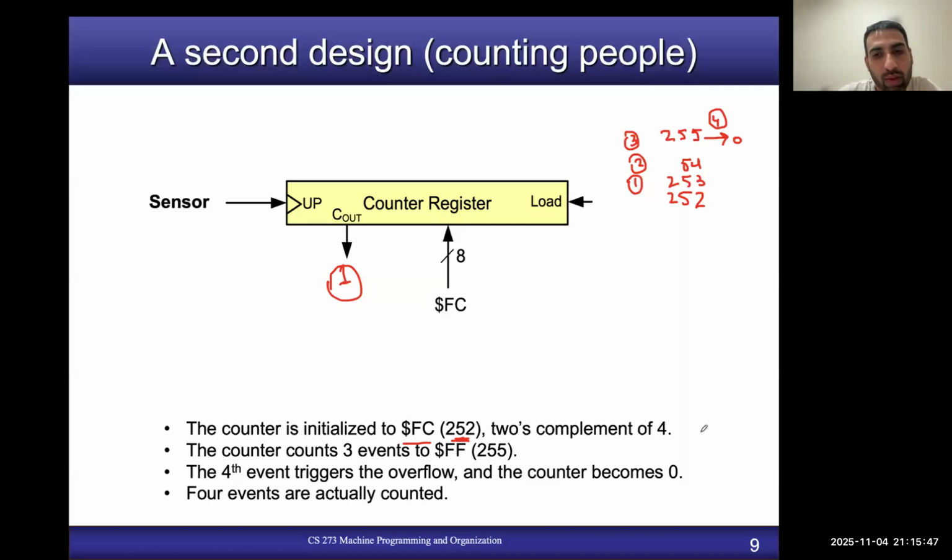You can actually also initialize it by putting the value of -4, because when you write -4, it is equivalent to FC, right? Because this is the 2's complement of -4. So the counter will count 3 events to FF, like this one, 1, 2, 3, and the fourth event will be the overflow. The fourth event triggers the overflow and the counter becomes 0. So 4 events are actually counted. Any questions?